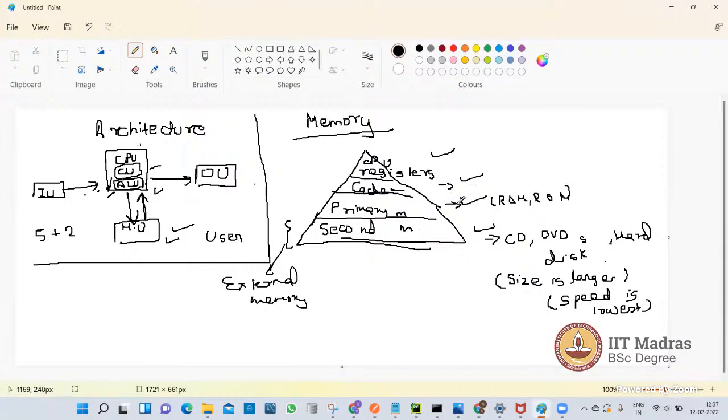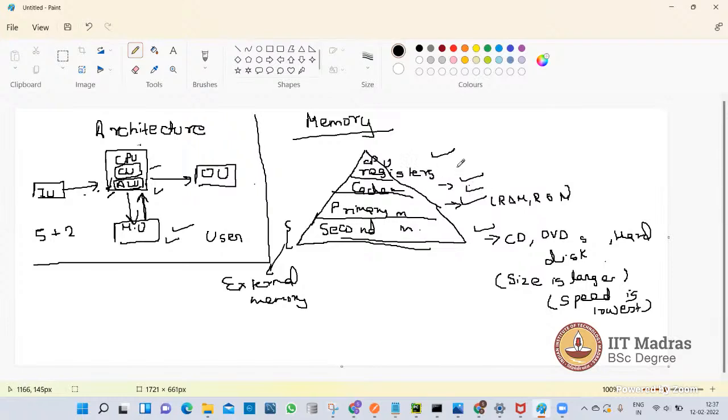If we talk about the cache memory, basically a computer uses cache memory in order to work with CPUs faster. I'll explain these things one by one. The cache memory's speed is more than RAM and ROM, and its size is less than the primary memory and the secondary memory. This is the cache.